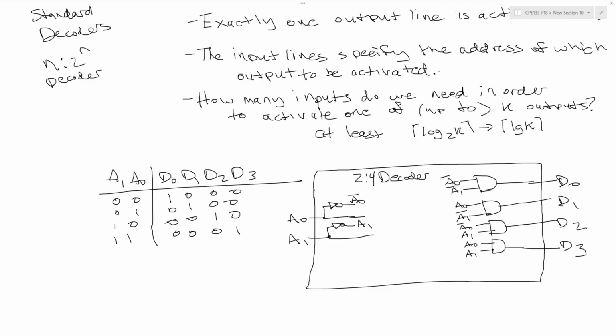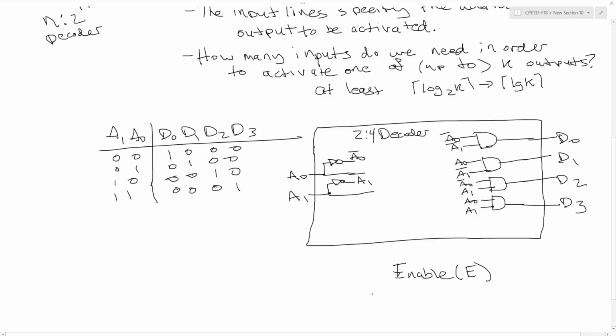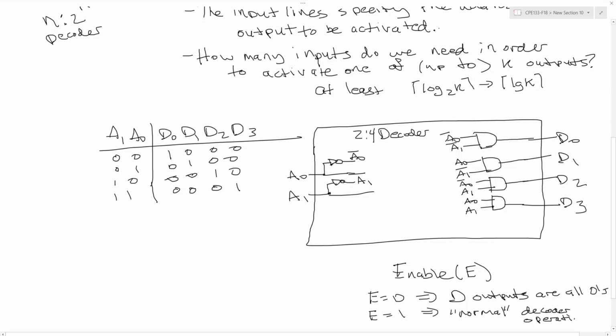Now if we wanted the capability to deactivate or set to 0 all the output lines, we'll need to add an additional input signal. In many digital modules, many modules include what's called an enable signal, or E for short, where when enable is 0, all the D outputs are zeros, and if E is 1, I get the normal decoder operation. And it's really easy to add the enable to the circuit, because now all I have to do is tie this enable signal as the third input to each of these AND gates.